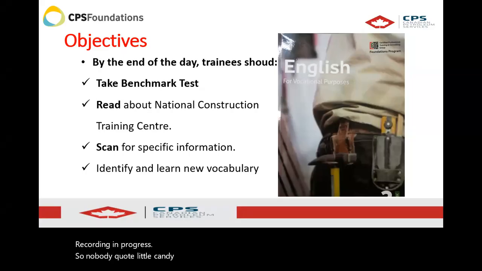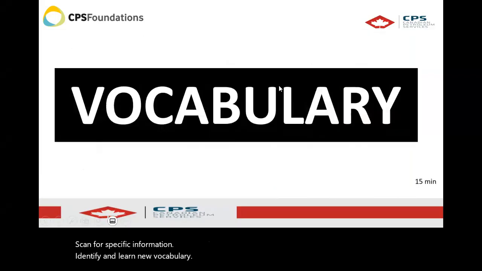Today's objectives are, by the end of the day, you will be able to read about National Construction Training Center, scan for specific information, identify and learn new vocabulary. Let's start with the vocabulary.